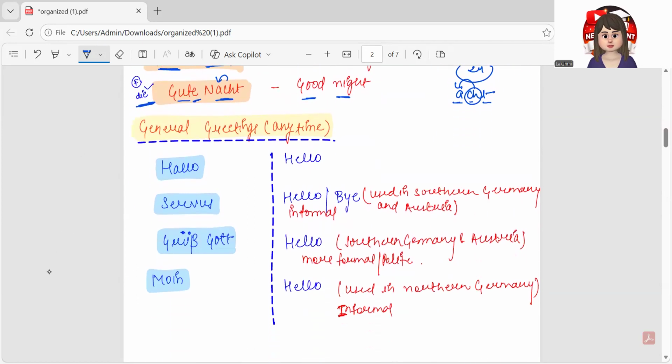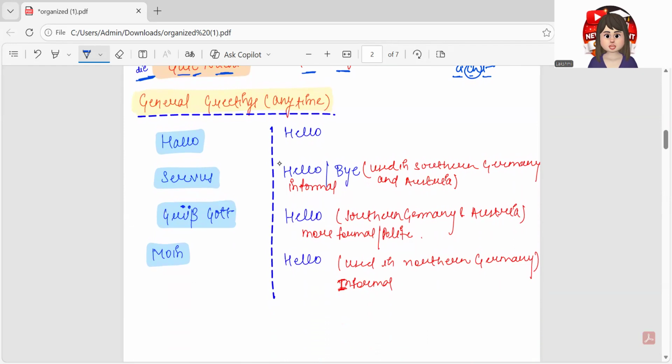Now let's move further. How to say general greetings any time of the day. When you're meeting your friend or your colleagues, you can simply say hello. Hello in German we call hallo. How to say hello and bye? When you are in the southern part of Germany or in Austria, you will say servus. That also means hello or bye. In another southern part of Germany, which is a more formal, polite form of saying hello, you can say Grüß Gott.